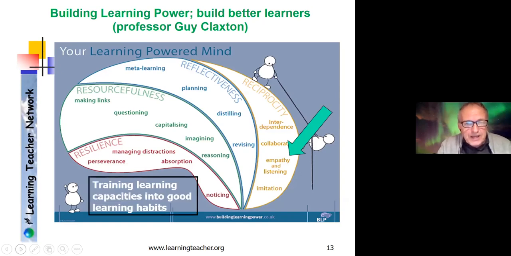The basic is training learning capacities into good learning habits. And I talk with the students, pupils, about learning muscles. It's a sort of metaphor, like in sports, if you do it in the right way and make enough hours, you can become better. So it's a lot about the growth mindset also.